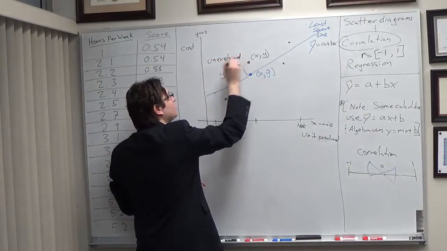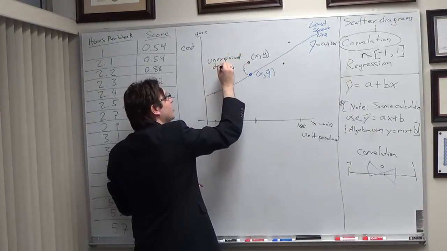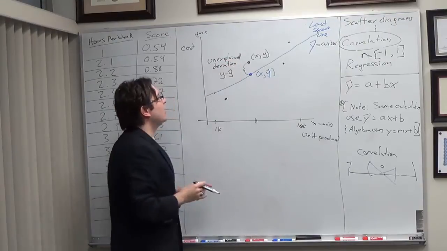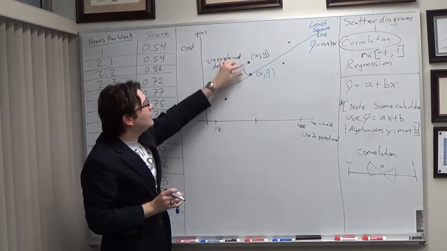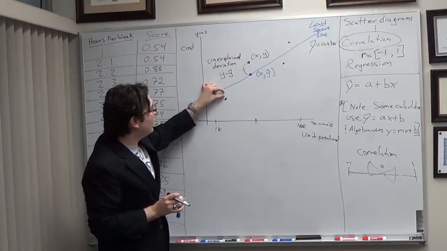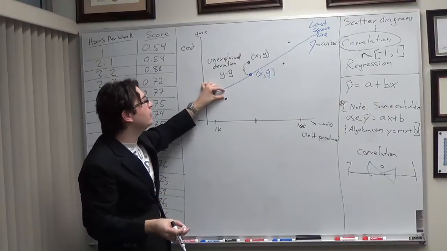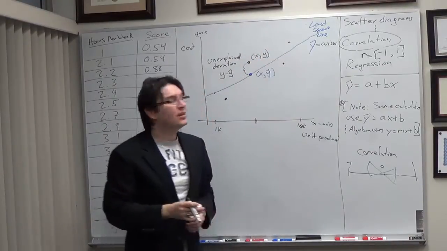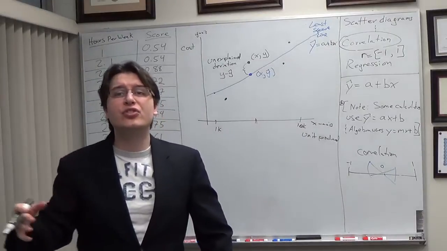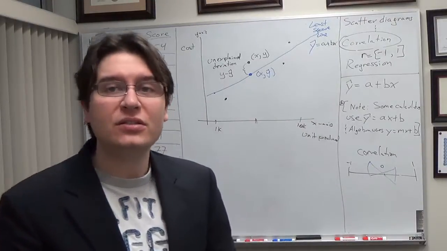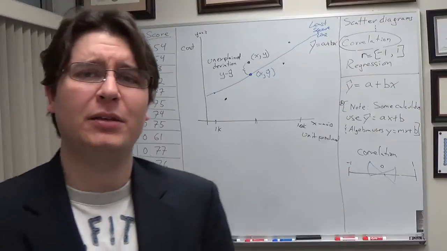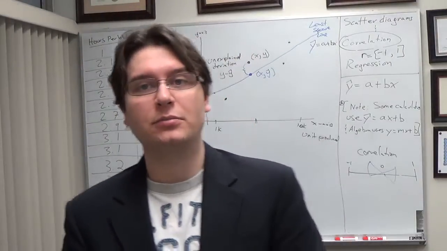Unexplained deviation. It's y minus y hat. It's the distance between our line and one of our actual real-life points. It's the part of the real-world scenario that our blue least squares line doesn't explain. So we call this unexplained.